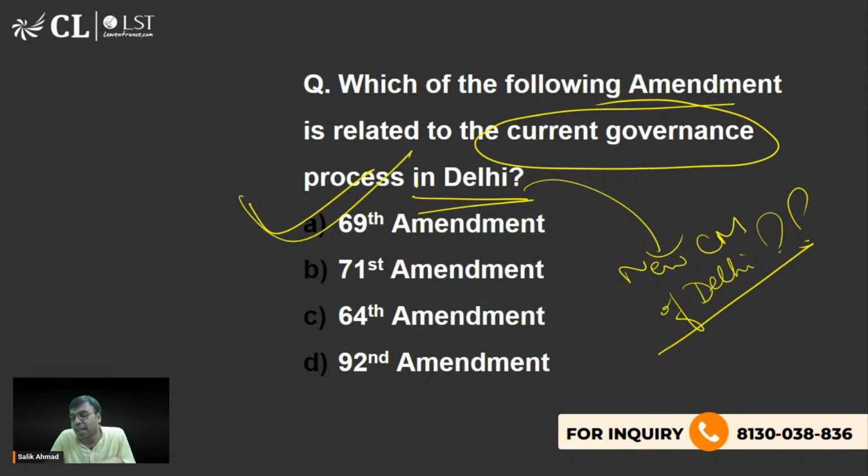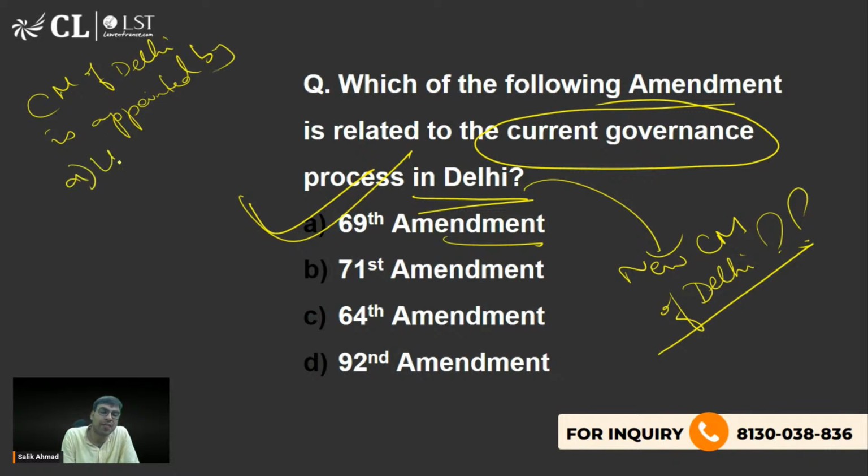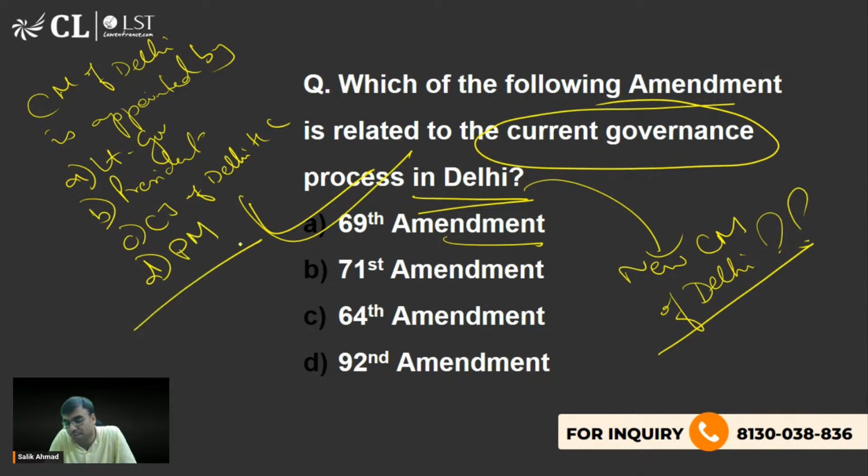And which article is related with that? There is a separate article of the Constitution which was inserted by the 69th Amendment in 1990s, which brought the current setup of chief minister and lieutenant governor. And one more question. Please tell me, the CM of Delhi is appointed by: one is lieutenant governor, another is president, another is chief justice of Delhi High Court, another is Prime Minister of India. What is the right answer? Let me see how many of you can answer. And please tell me the article of the Constitution which talks about the governance process in Delhi.